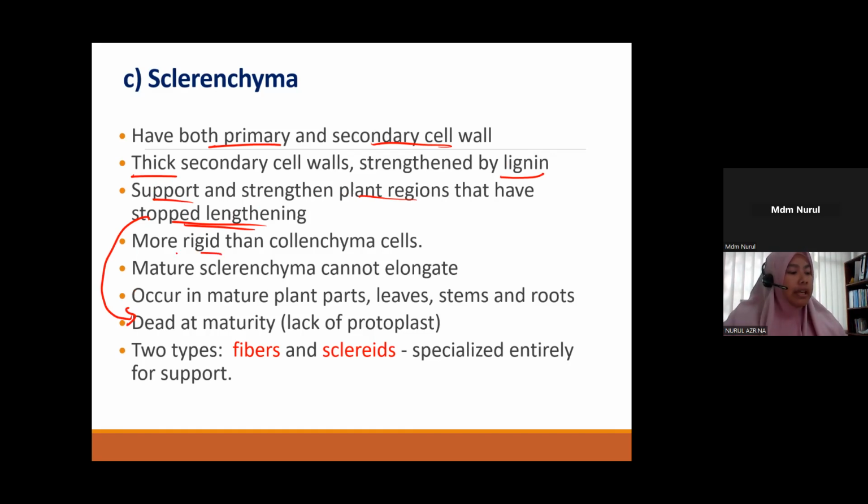So it is more rigid than collenchyma, right? And mature sclerenchyma cannot elongate. So it is found in mature plant parts: leaf, stem, and also roots. There are two types of sclerenchyma, fibers and also sclereids. And the specialty of sclerenchyma is for support.